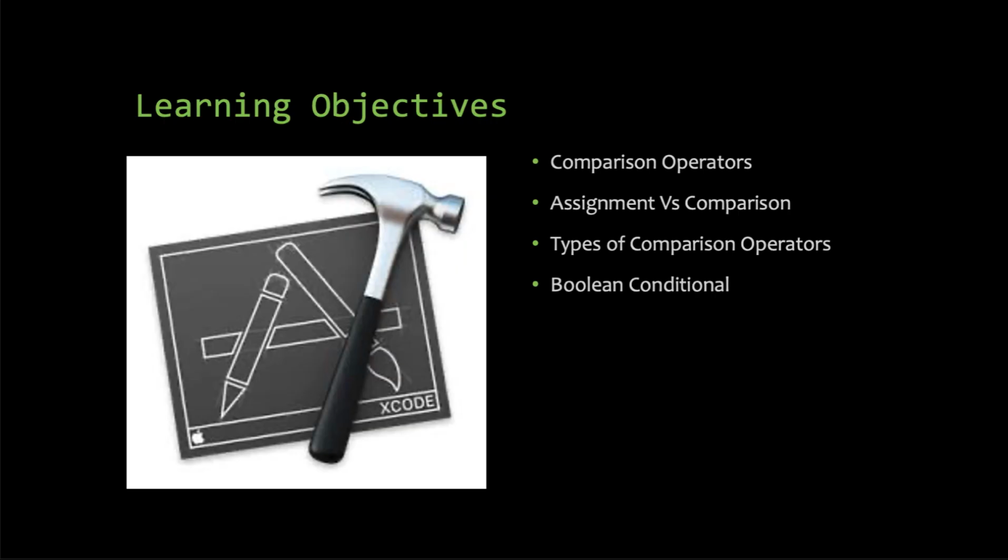So in this lesson, we've looked at the comparison operator, the assignment versus comparison, the difference between using an equal sign for assignment and using a double equal sign for comparison. We've looked at the types of comparison operators and also the Boolean conditional that they create.